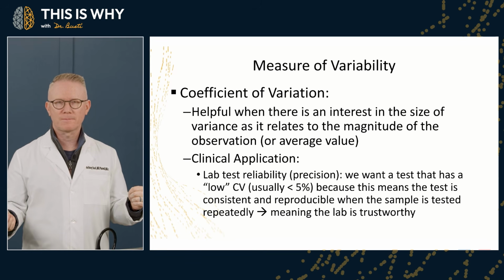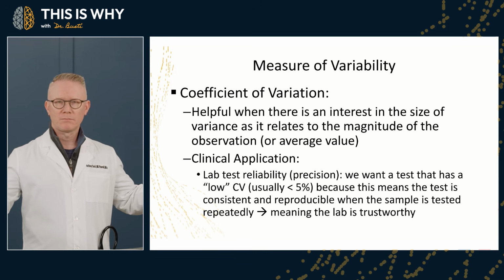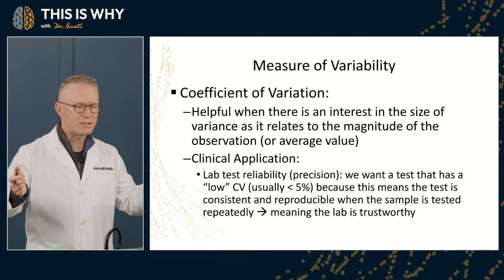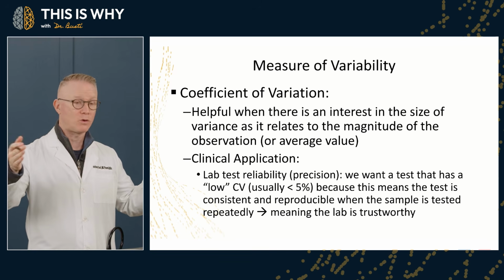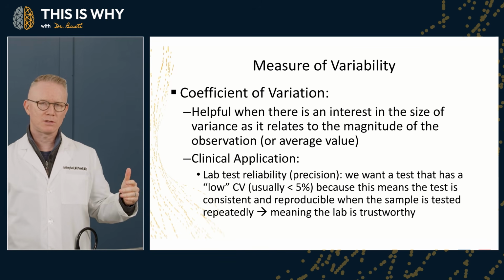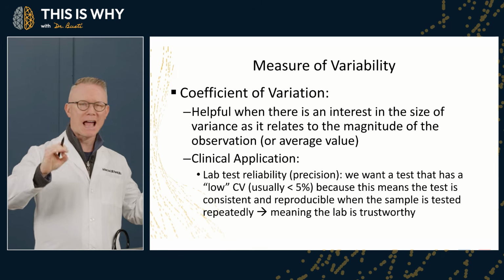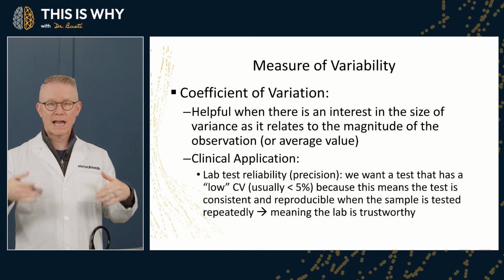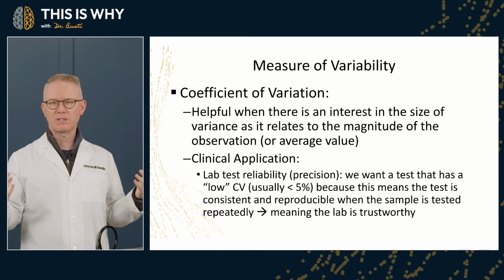Lab tests. We order them. Sometimes we order them again. And I'll see variability between one sample of one hour and another. Well, is that normal, or does that mean something's changed? So when we talk about lab test reliability or precision, that is where this coefficient of variation comes in.